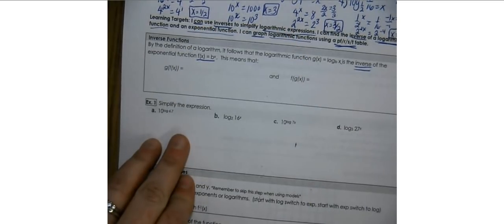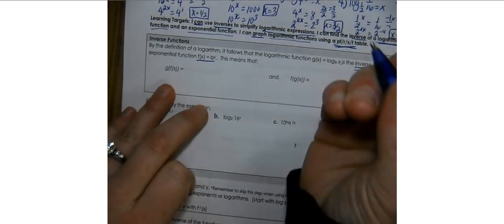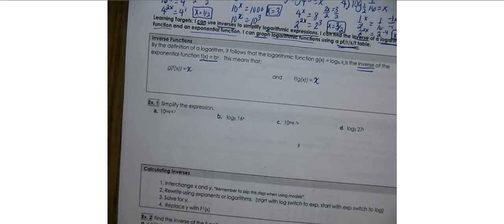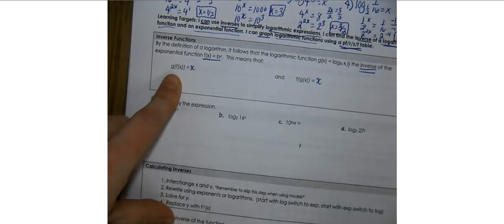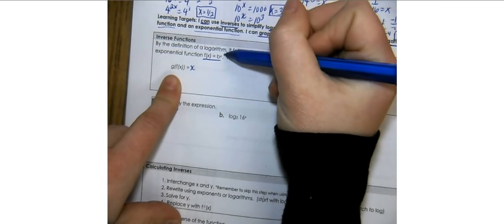x power. That means that g of f of x should equal x, and f of g of x equals x, because we know how inverses work. If you were to plug a function into another function, you know that they're inverses if f of g of x and g of f of x end up equaling x. Here's the how. So g of x is log base b of x, and we're going to plug in f of x into that function.